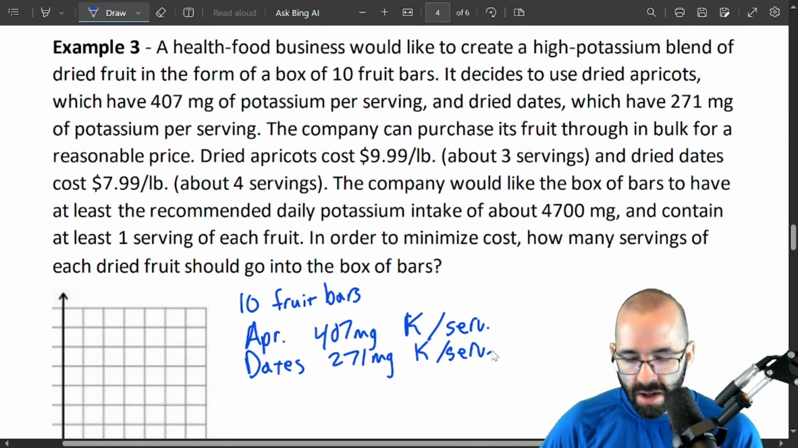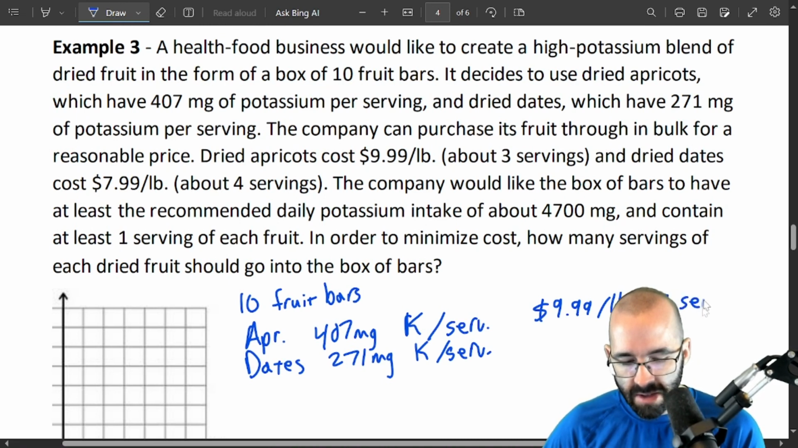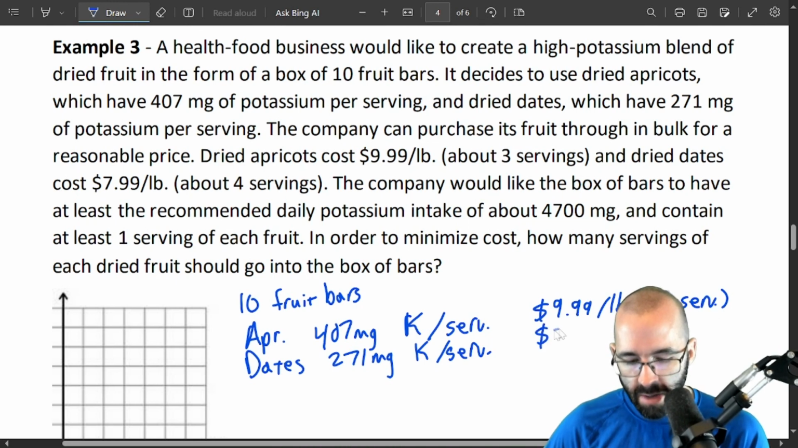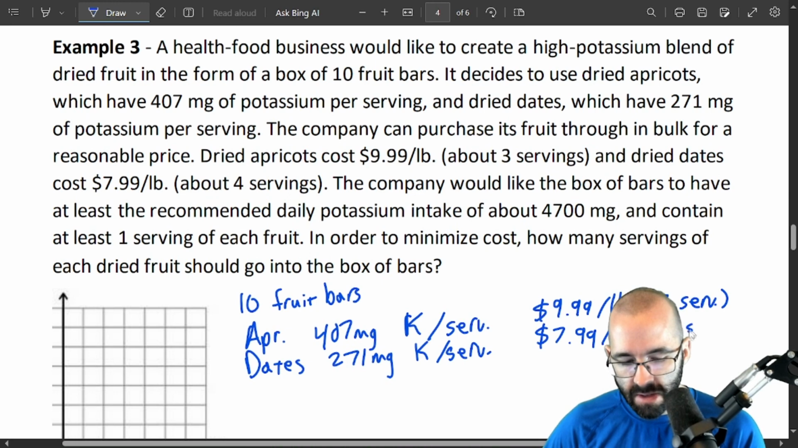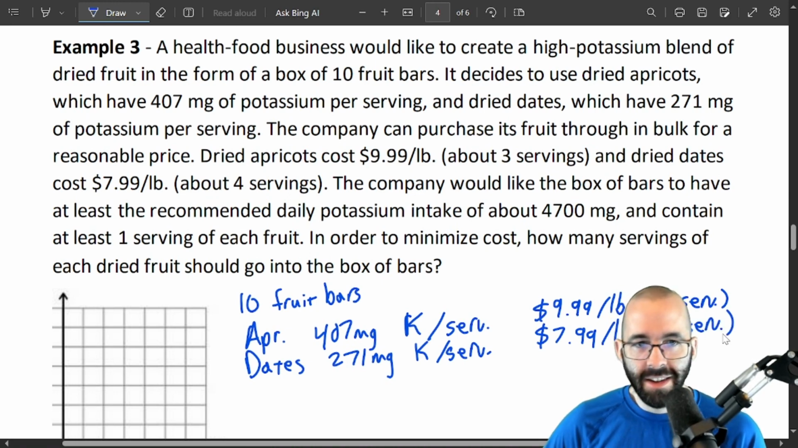Dried apricots are going to cost $9.99 per pound. And that's about 3 servings. Dried dates are going to be $7.99 a pound. And that's about 4 servings. This is getting complicated.